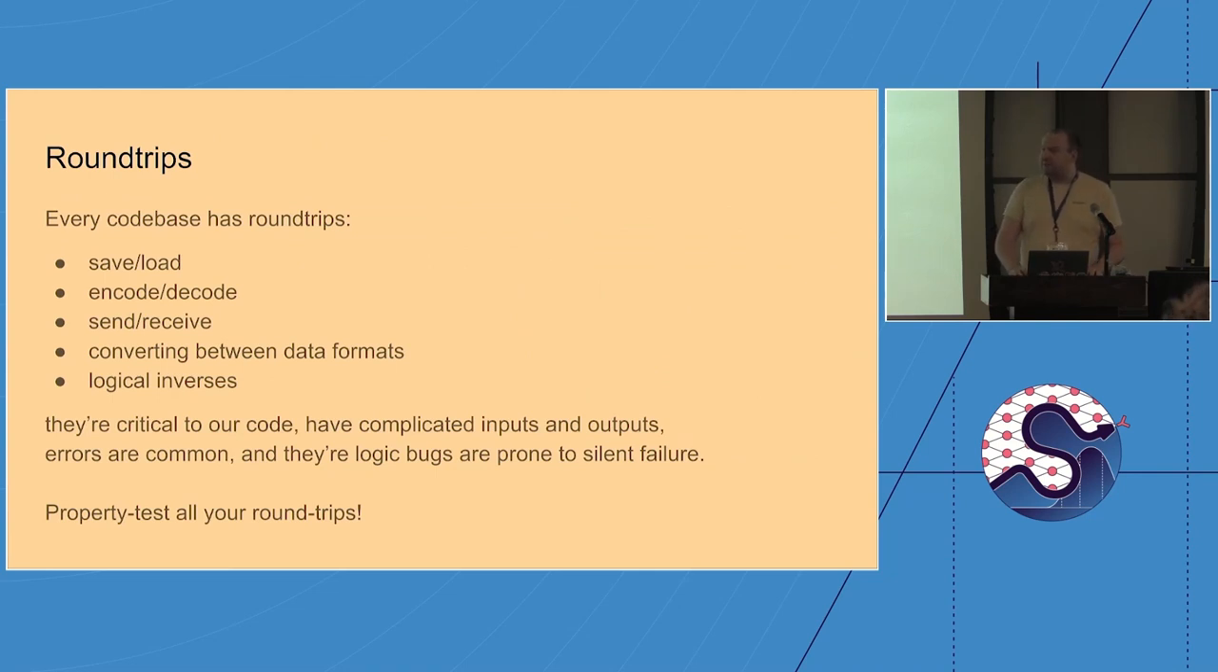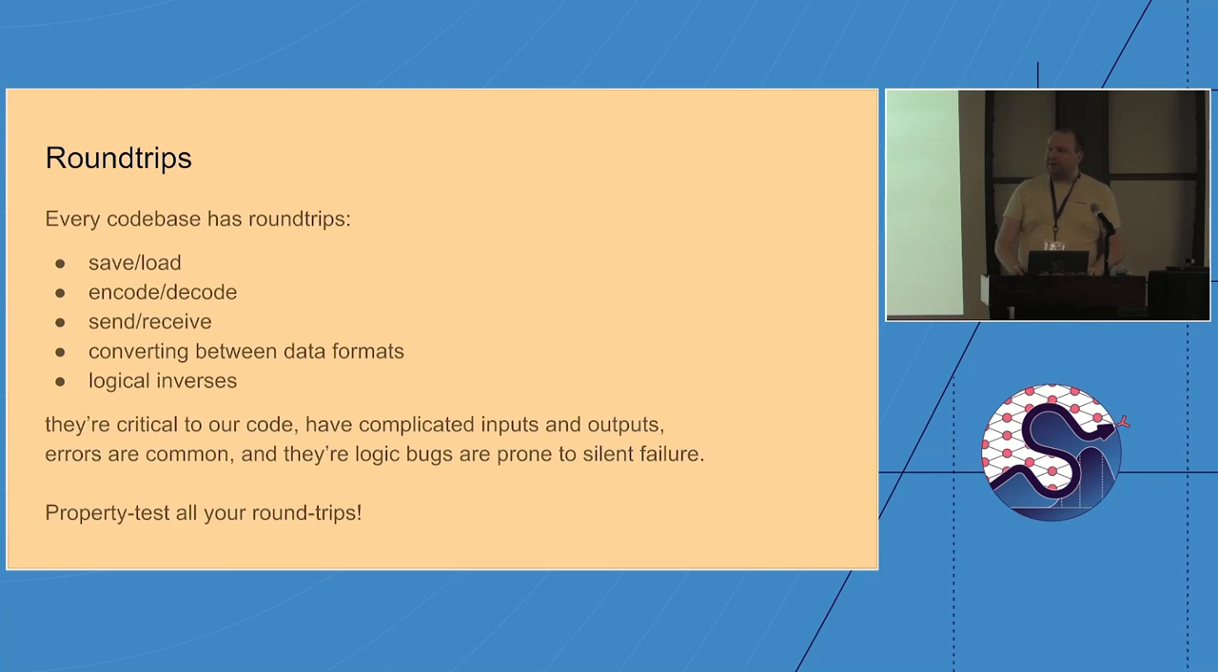Round trips. The Ghostwriter will find many of these for you. But the basic patterns: anytime you save data and load it, anytime you encode and decode to some format, anytime you send and receive data between processes or over a network, anytime you're converting between different data formats. Often different data formats can't represent exactly the same thing, but it's a really useful exercise to work out the largest subset that both formats support and check that it round trips that subset losslessly.